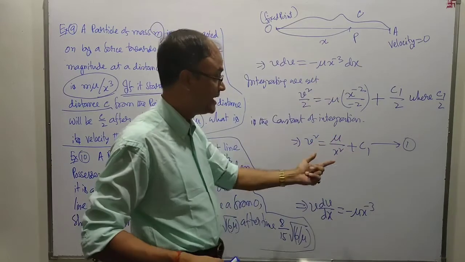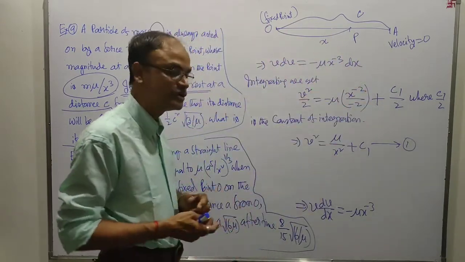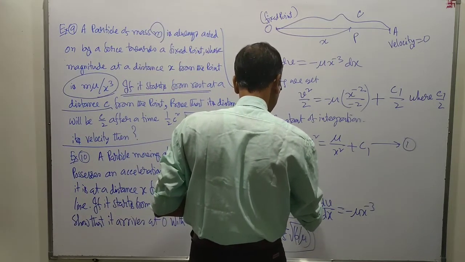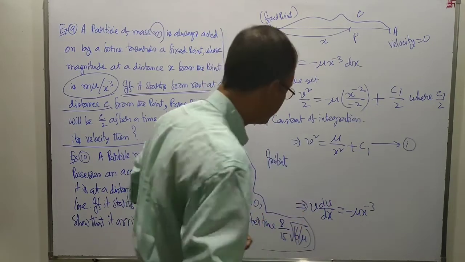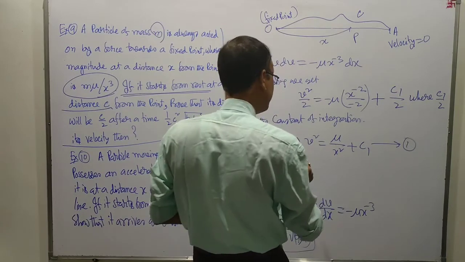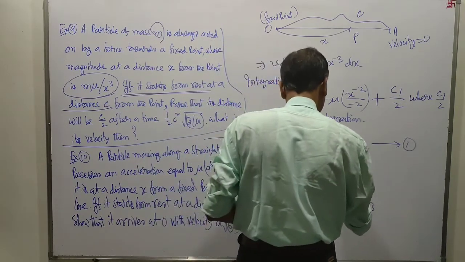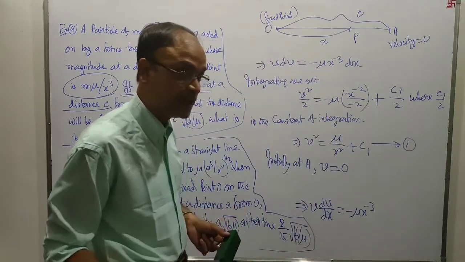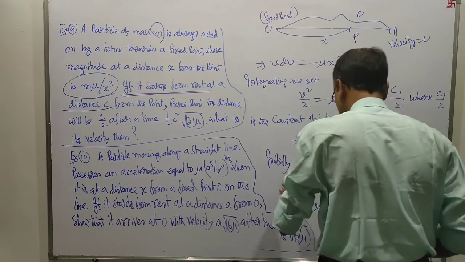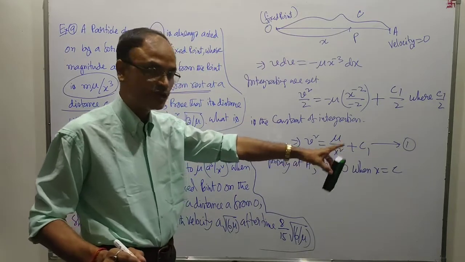Now you see, initially the particle was at A. At that time x is equal to C. The particle was at A and the velocity of the particle was 0, v equal to 0 when x is equal to C.